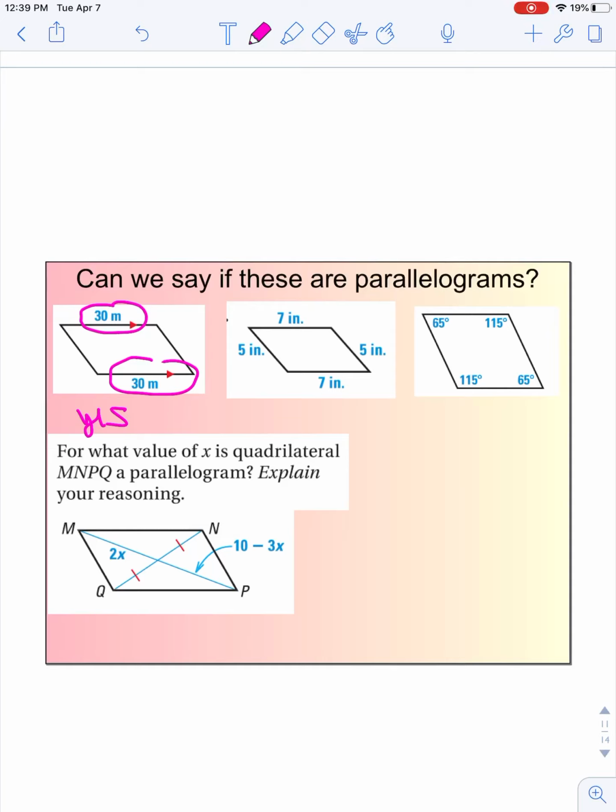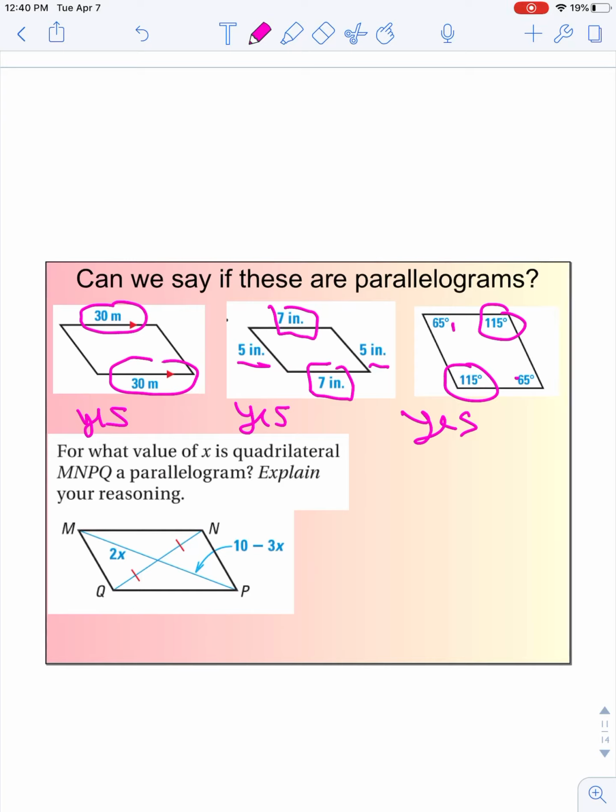Over here, we have both pairs of opposite sides are congruent. So yes, that was one of our shortcuts of proving a parallelogram. Opposite angles here are congruent. So yes, parallelogram. All of those are parallelograms.